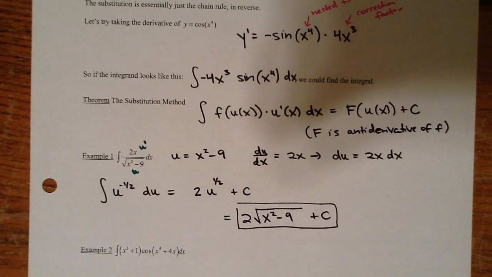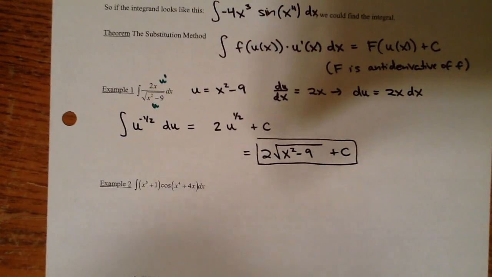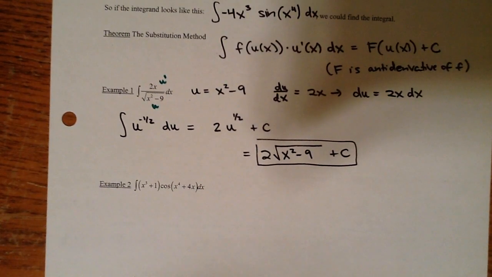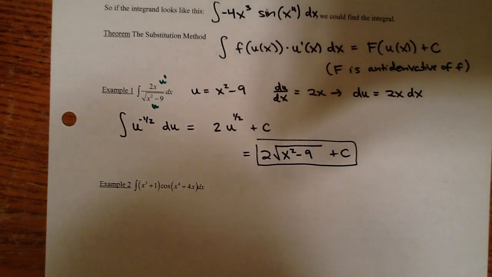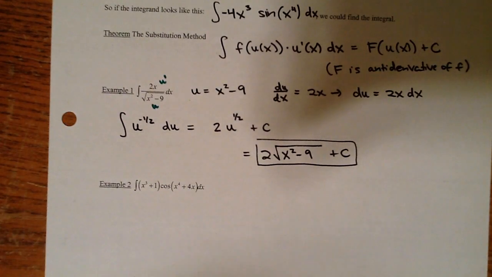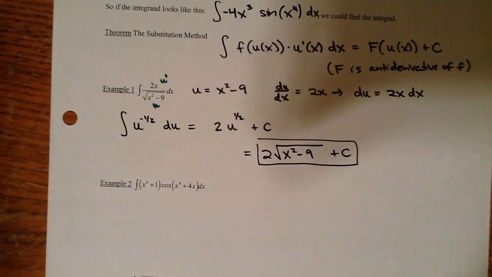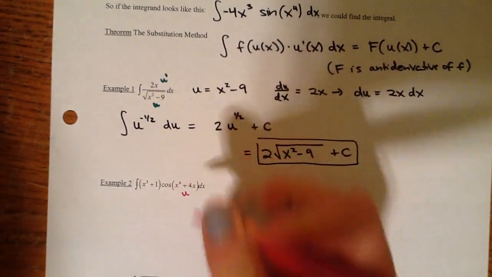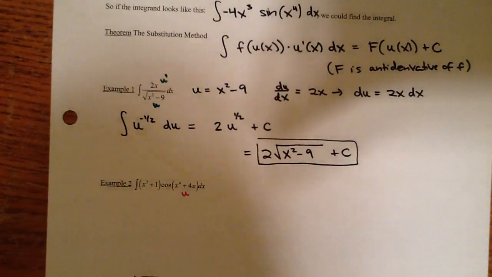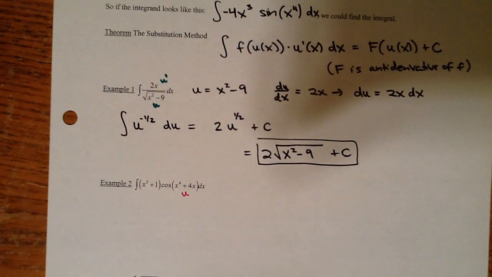Okay, so that is our basic method for substitution. All right, so I am going to show you how it works in example 2 again. So remember, the two things that we're looking for are the nested function and the derivative of the nested function. Okay, so the function that looks like it's physically nested is the x to the 4th plus 4x. So we see that right here. There's our u.